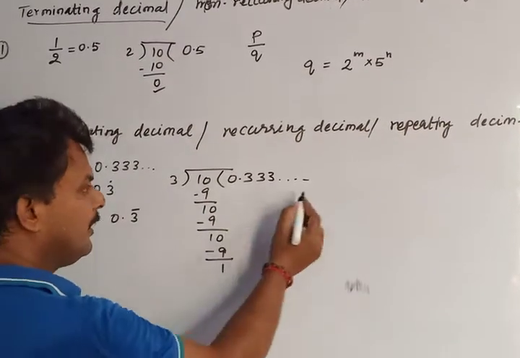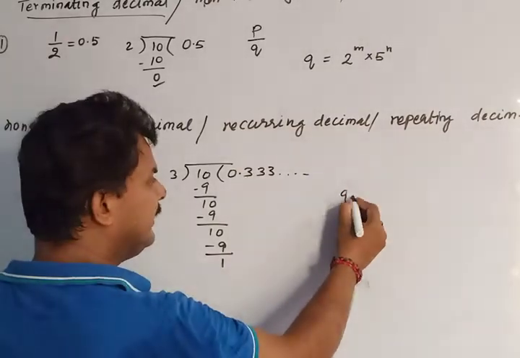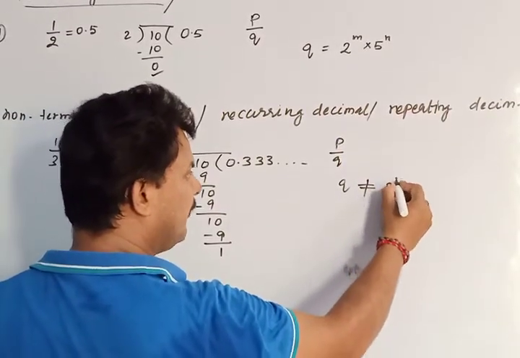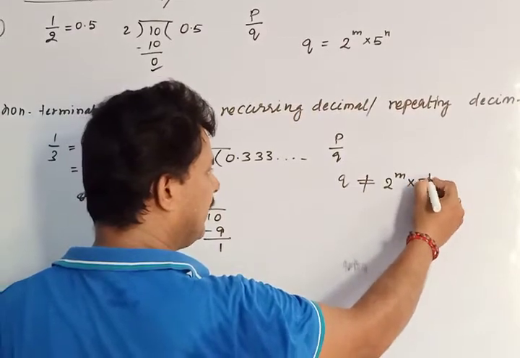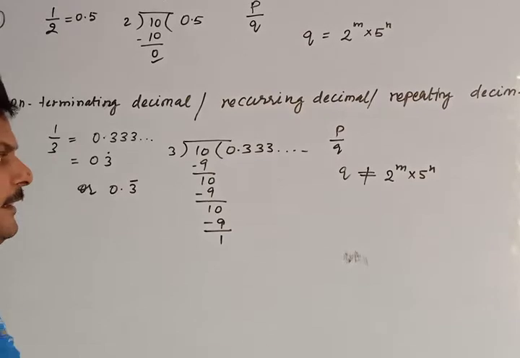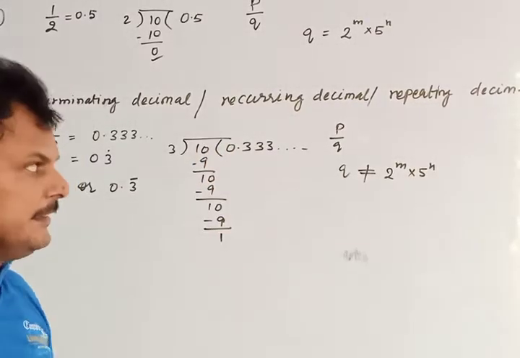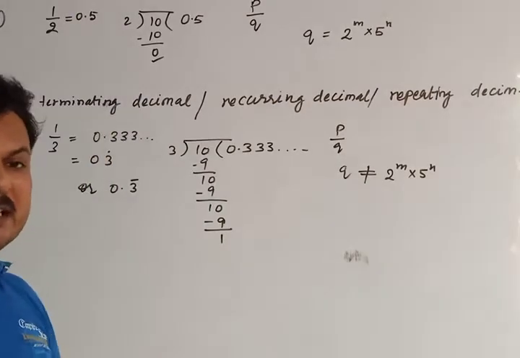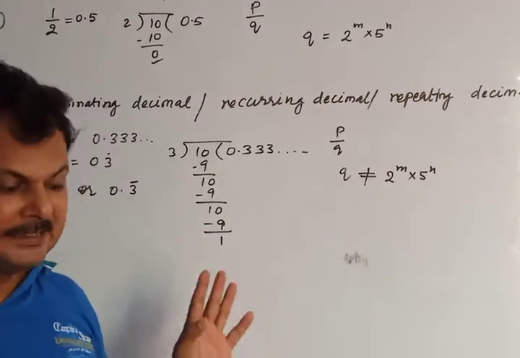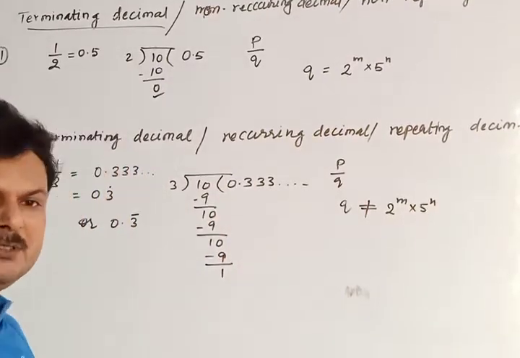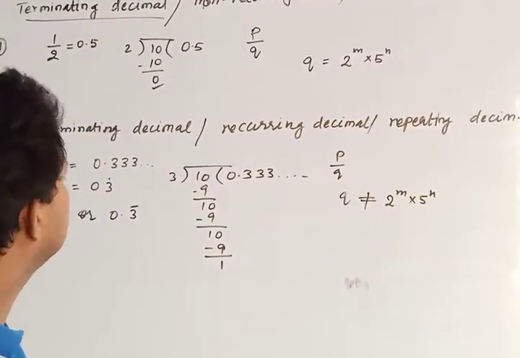For non-terminating, if in p by q, q can't be expressed in the form of 2 to the power n into 5 to the power n, in that case it will be non-terminating. In that case, it will be said recurring. In that case, it will be said repeating decimal. So I hope you have studied this in class 7, 8, 9, and that was only for recapitulation. Here we are at question number 1.